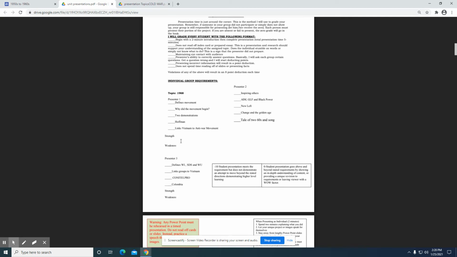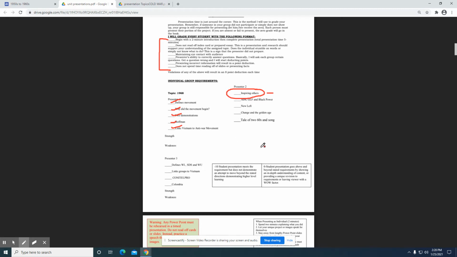And here is the rubric. So when I'm scoring this, I'm going to look for presenter 1. I want to make sure that they define the movement in some way. They address this question and the items that are presented here. I only deduct points when these items are not present. So for example, if presenter 2 never addresses this question, then it will result in a deduction. You also want to make sure you're following the guidelines here.